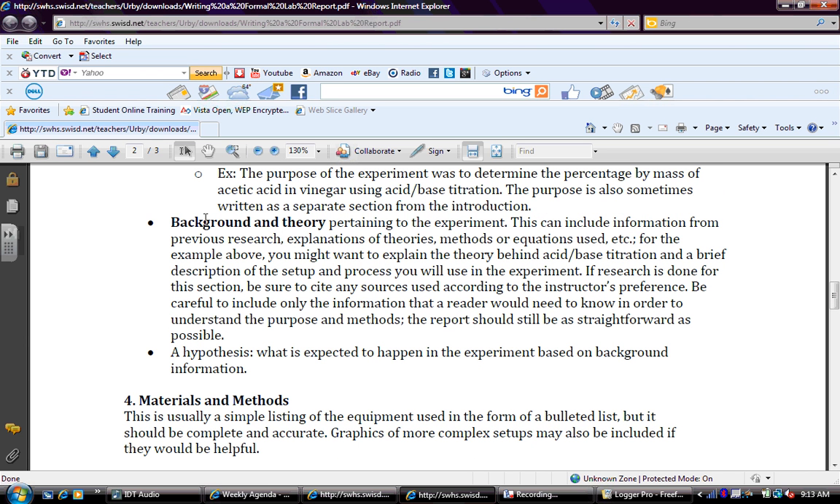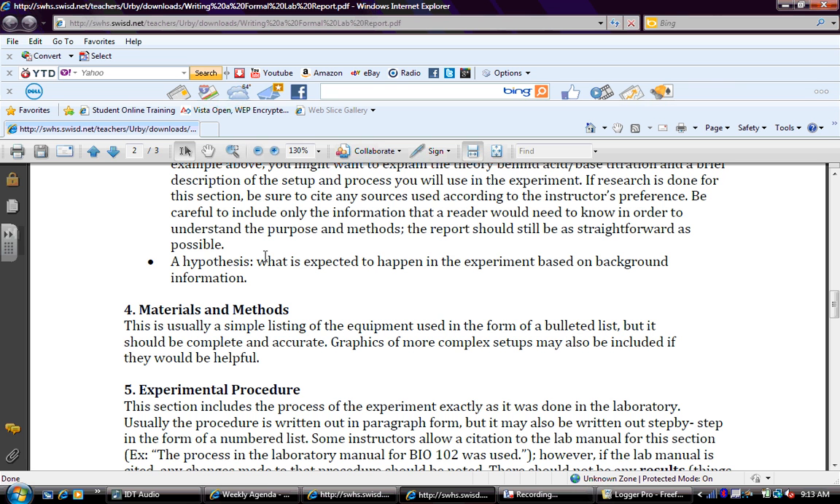You're also going to want to put any background in theory, so any background that you've learned about free fall acceleration, where some of the history in developing this came from. And then a hypothesis, kind of what you expected to happen in the experiment. For us, we're actually trying to see if the free fall acceleration was negative 9.8 meters per second squared. So you're going to want to address that in your hypothesis, that you would have expected to see that.